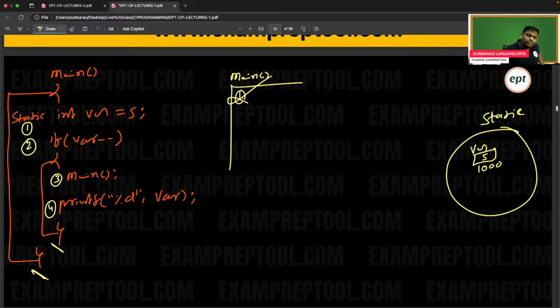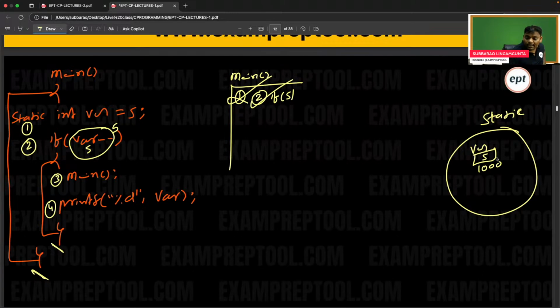By seeing static, you will skip it. Second line. Can you see the second line? Where value 5. What is 5 minus minus? 5 minus minus is 5 only. So if the 5 condition is true, the second line is over.